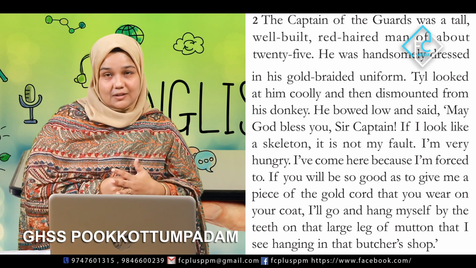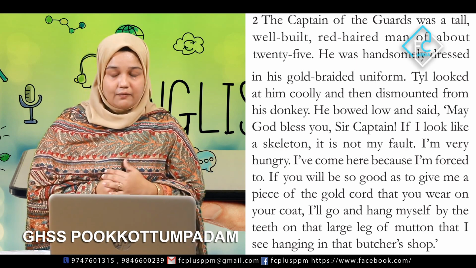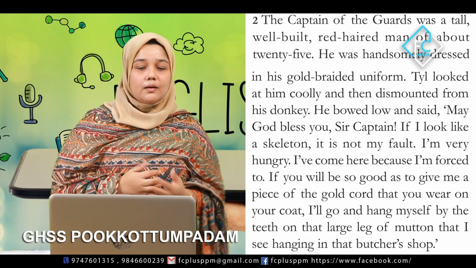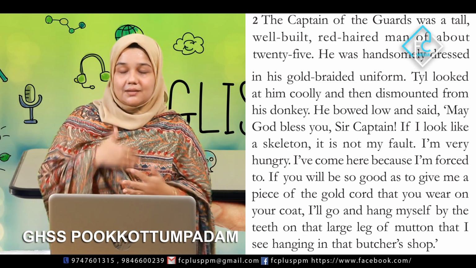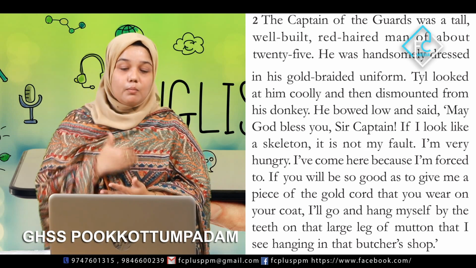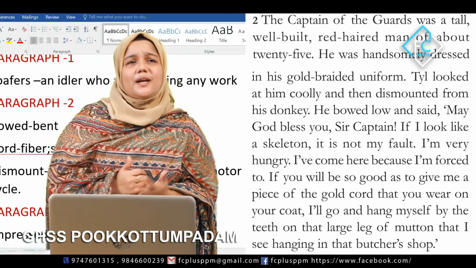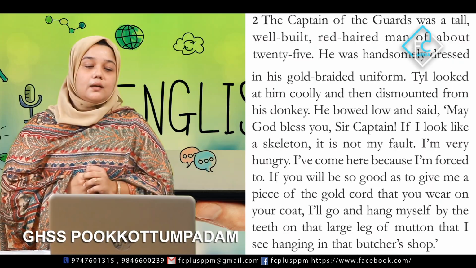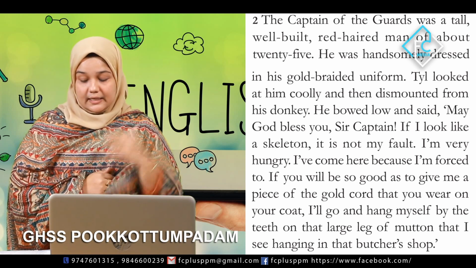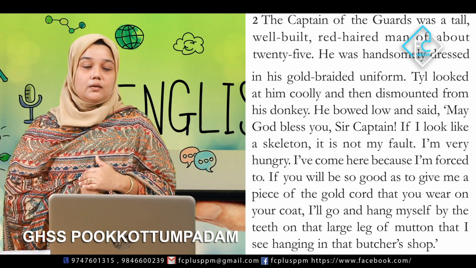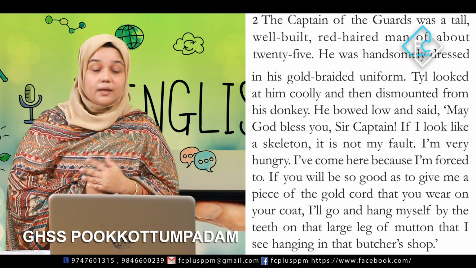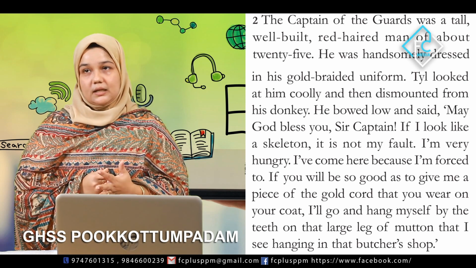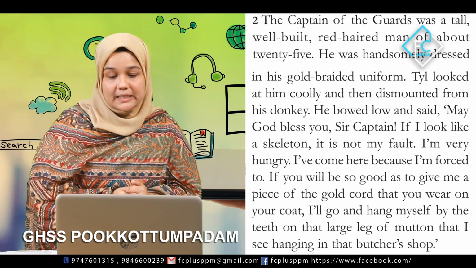Now you should find out the new words from the second paragraph. Can you? Bowed. What do you mean by bowed? Bowed means bent. Cord means fiber or string. And dismount, there's another new word, dismount. What's the meaning of dismount? To get off a horse, bicycle or motorcycle. That's the meaning of dismount.